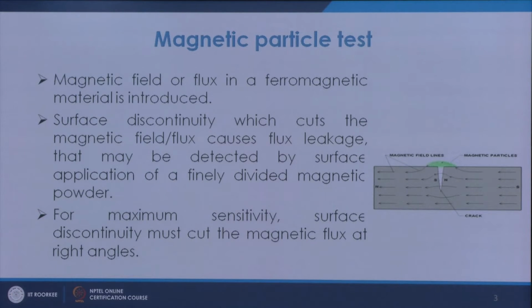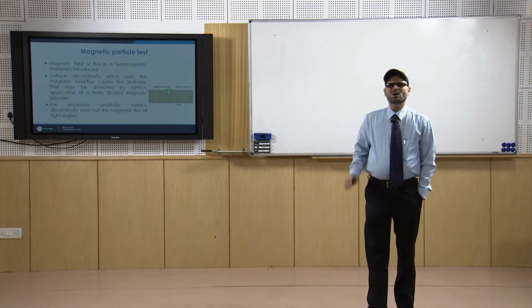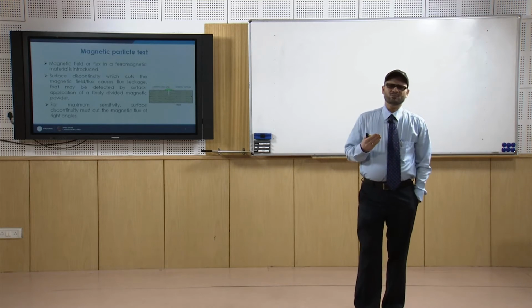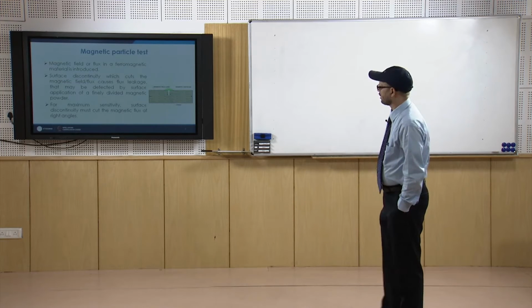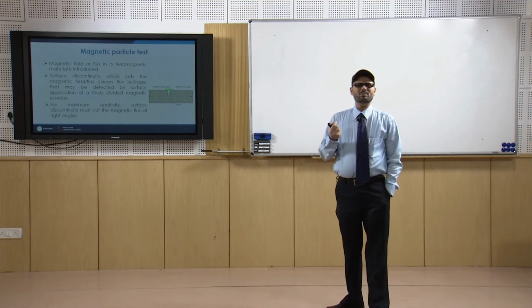Suppose you have a casting and you induce the magnetic field. You see these field lines, and in the case of a crack here, there will not be continuity in these magnetic field lines. They try to pass from this side to that side. What we normally do is apply finely divided magnetic powders on the casting surface, either dry or in a solvent, and then apply the magnetic field.